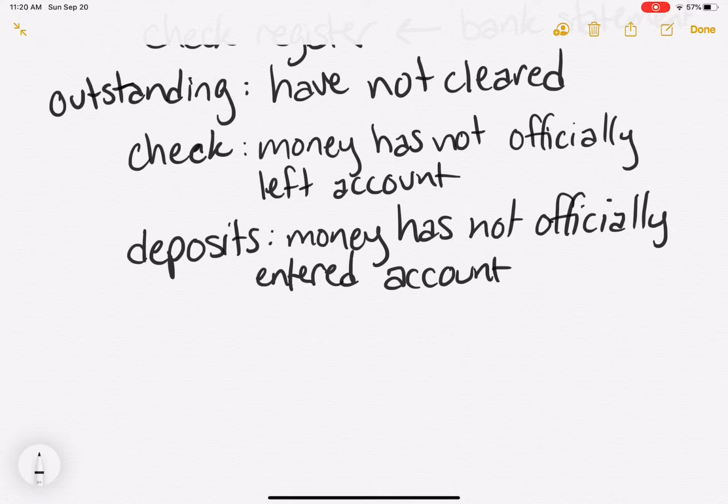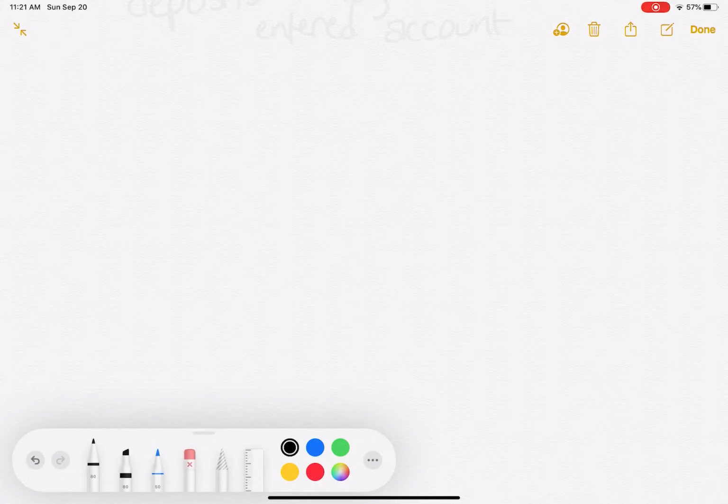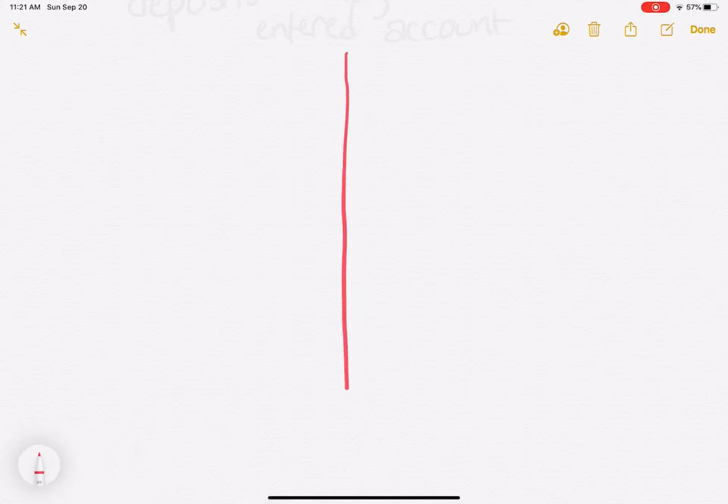So the first thing we're going to be doing is reconciling our check register and then reconciling our bank account to be sure that we know how to do both of them. And then we're going to combine them together. So I'm going to put the formulas together for bank statements and check registers, and then we're going to do them separately and then come back to them together. So the first thing that we are reconciling is our bank statement, and then our check register.